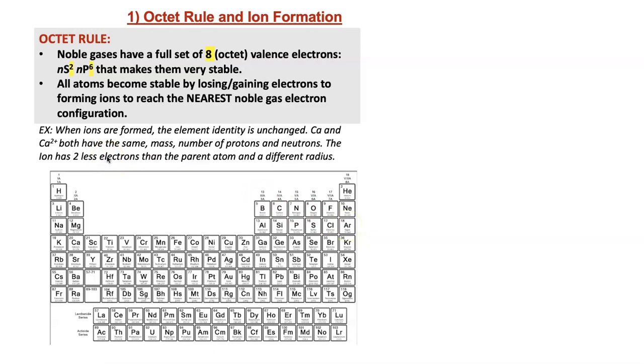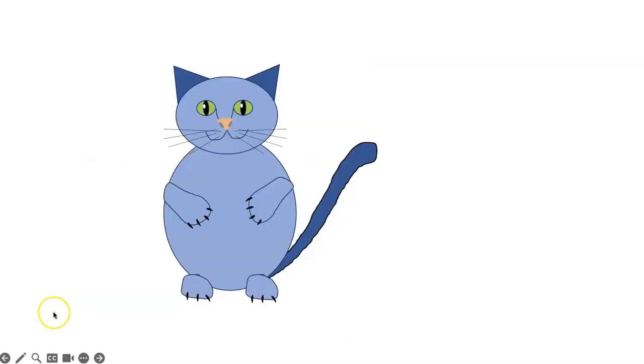It has the same mass, same number of protons and neutrons like the neutral atom. The only thing different is that it has 2 fewer electrons than the parent atom, and it has a different ionic radius, like how wide the atom is going from the center to the edge of the perimeter. So let's look at the 2 types of ions.